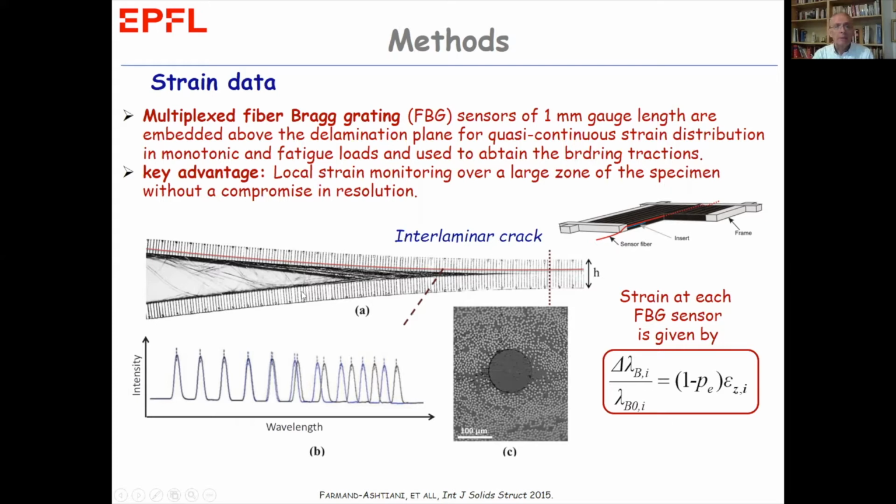And here what we see is a photo of the specimen, with this red line indicating the optical fiber above the delamination plane. During testing, we follow the peak movement of these gratings, as shown here. Now, the movement of this peak, delta lambda, is proportional to the strain at this location. Here we see a micrograph of an optical fiber integrated within the composite.